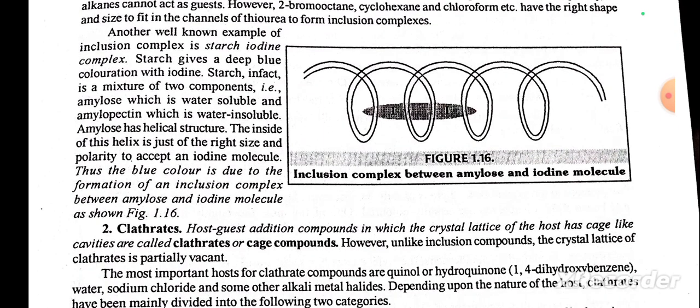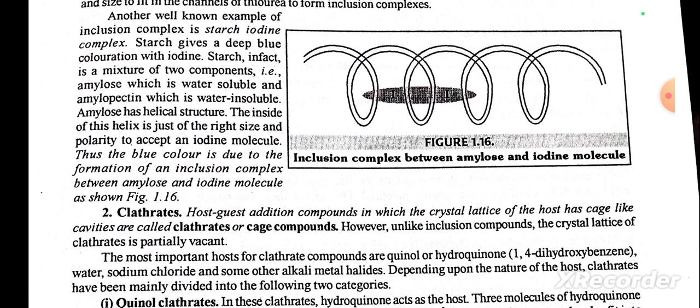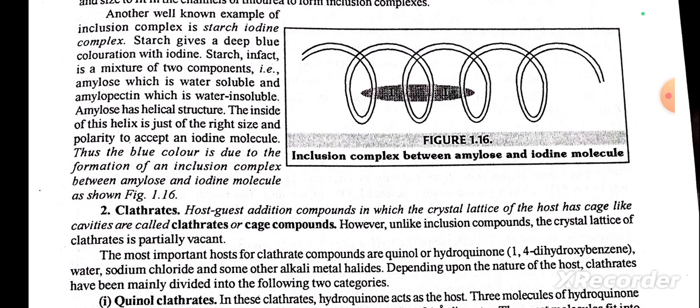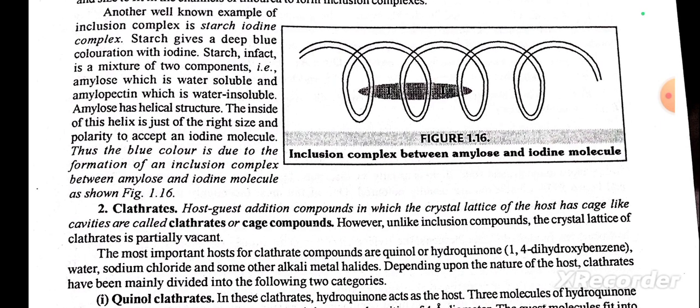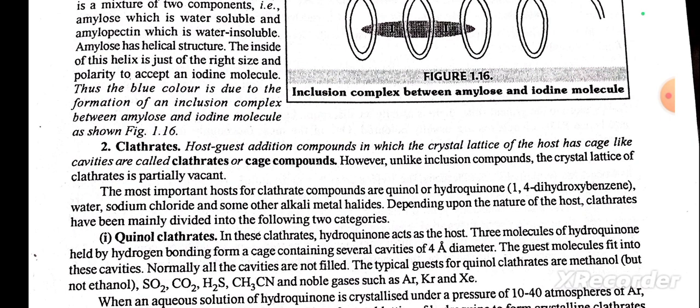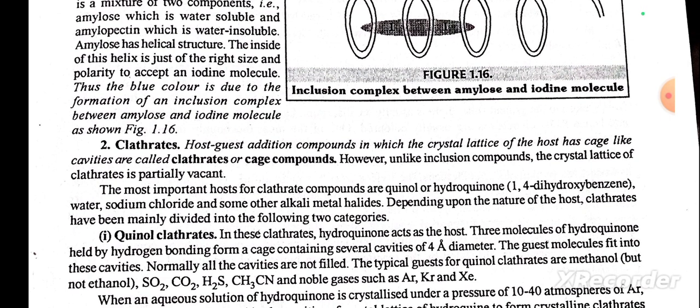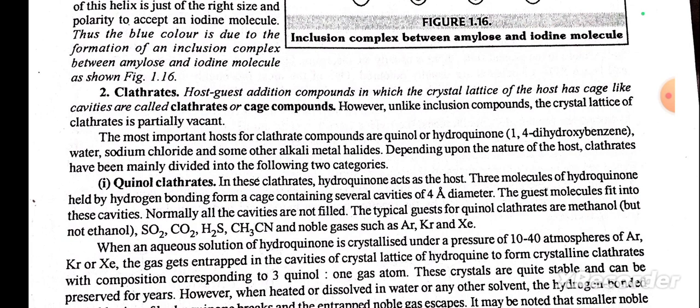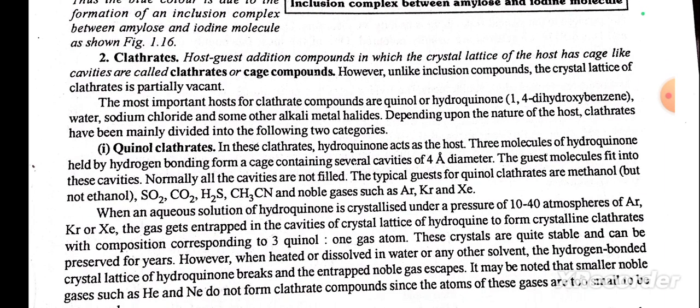The other well-known example of inclusion is the starch iodine complex. The characteristic is a deep blue coloration of iodine. Starch in fact has two compounds: amylose, which is water soluble, and amylopectin, which is insoluble in water. Amylose has a helical structure. Inside the helix it has just the right size and polarity to accept an iodine molecule. Thus the blue color is due to the formation of an inclusion complex between the amylose and the iodine molecule as shown in figure 1.16.